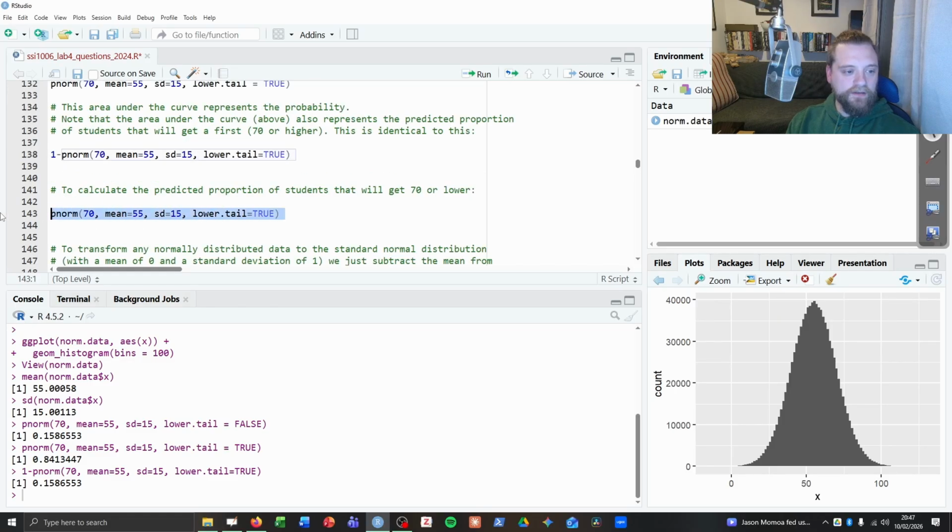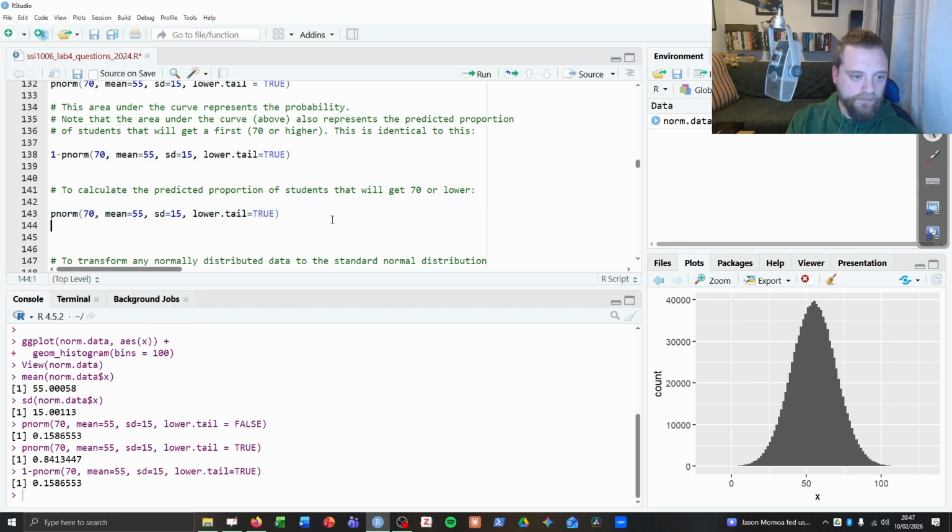The interesting thing here, though, is that we can really put any numbers in we like. So say, for example, I'm going to say lower tail false here, so I want to know how many people got above me.